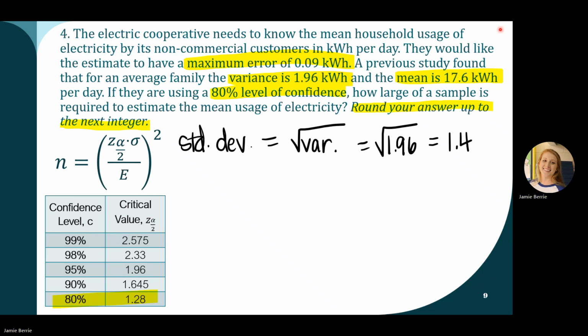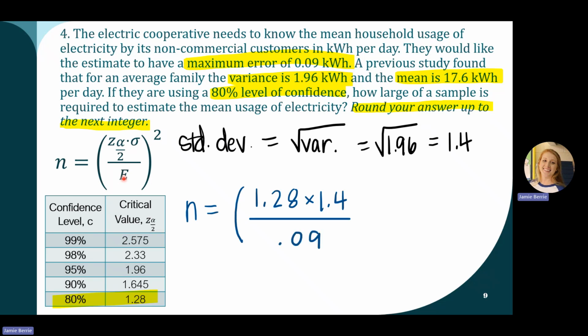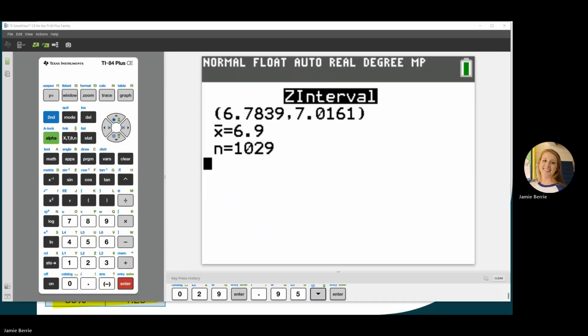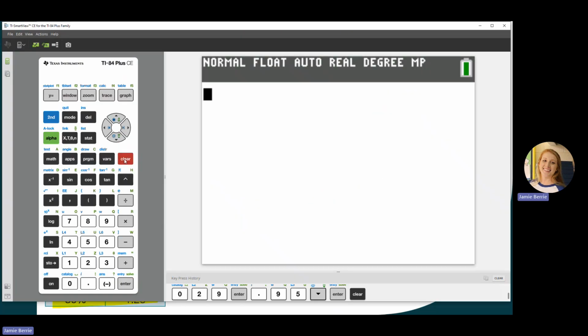All right, now we can go ahead and plug everything in. So n is equal to, in parentheses, critical value times standard deviation over margin of error, close the parentheses, raise it to the second power. Let me show you how you would plug that in. This is how I plug it in.